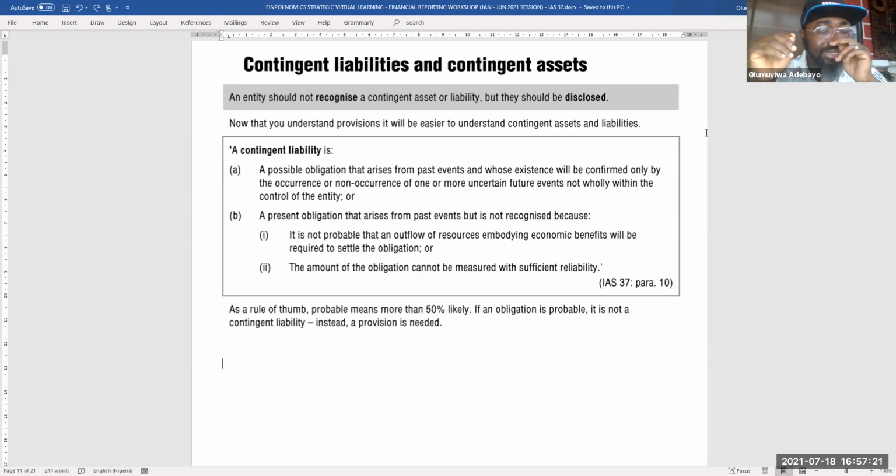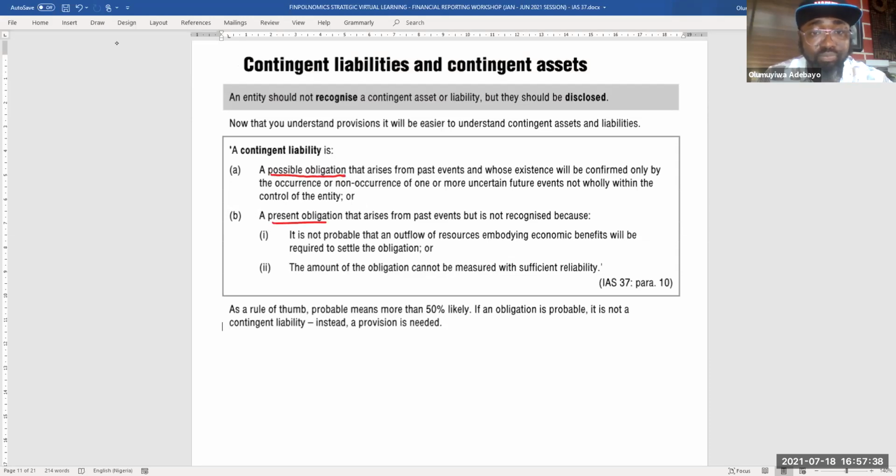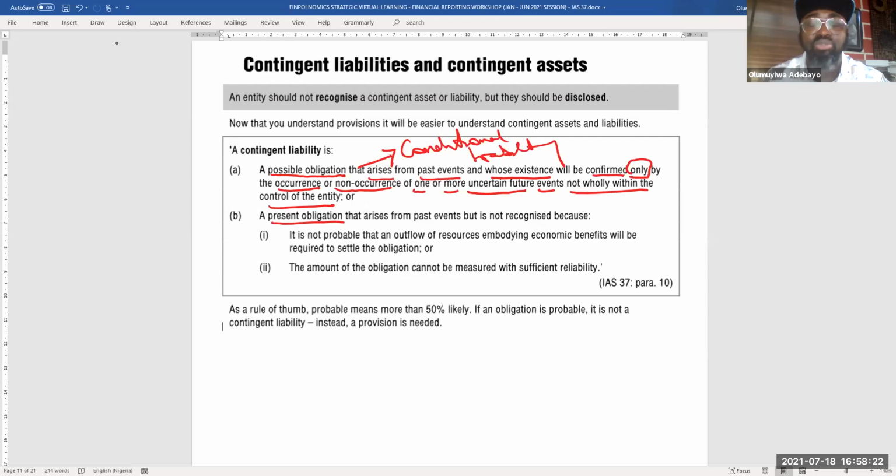A contingent liability could be defined from two perspectives. One, being a possible obligation. Second consideration is when it is a present obligation. Now, if it's a possible obligation, the fact is that it arose from past events, but whose existence will be confirmed only by the occurrence or non-occurrence of one or more uncertain future events not wholly within the control of the entity, which means a contingent liability is a conditional liability, which to a higher degree is uncertain with respect to timing and amount.